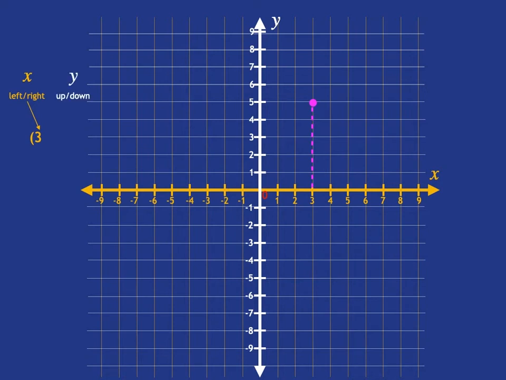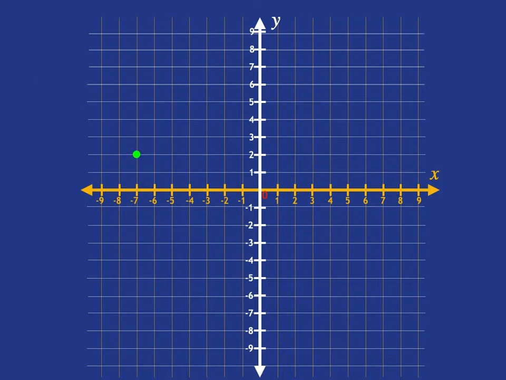Then we need the y-coordinate. The y-coordinate is how far up or down you are. We're going to use the y-axis as the measuring stick here of how far up or down you are from the origin. So if we go from the point straight across to the y-axis, we can see that we're on the level that is 5 steps above the origin, and so our y-coordinate of this point is 5. So this point, the pink point we have there, is (3, 5).